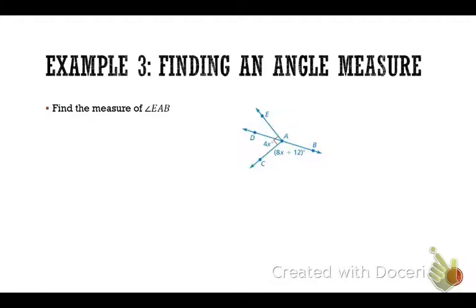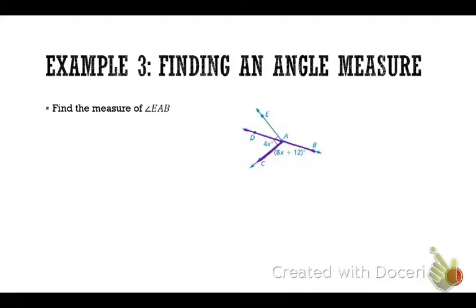CAD, what's the measurement of CAD? 4x. And then what's the measurement of CAB? 8x plus 12. What kind of angles are those two angles? They're supplementary. So what will they add up to? 180. Put it into an equation.